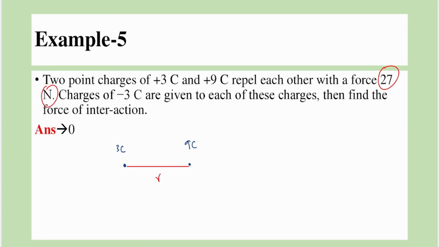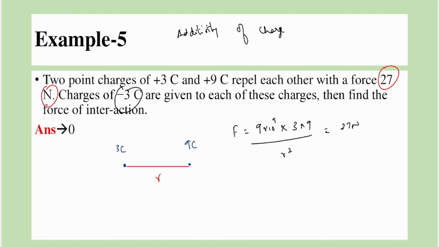So the force in this case would be 9 into 10 power 9 into 3 into 9 by R square. That's the required force, that is given as 27 Newton. We don't know what is R in this case. We'll find it if required. The second part says charges of minus 3 Coulomb is given to each of the charges, which means if you look at the properties of charges, we learn that charges add up. That is called additivity of charges. So they'll add up.